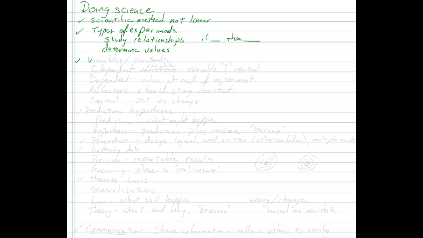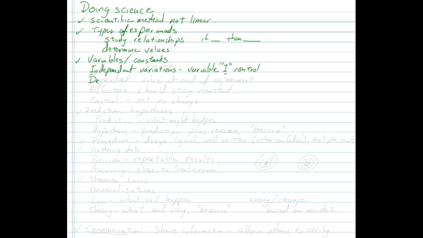Variables and constants. The independent variable is what the scientist can alter. He's in control of it, or she's in control of it. It's the variable I control. I can adjust what temperature the experiment is going to be done at. I can adjust the concentrations of the solutions. I can adjust the pressure that the experiment's done on. So the independent variable, I, is a variable I control.